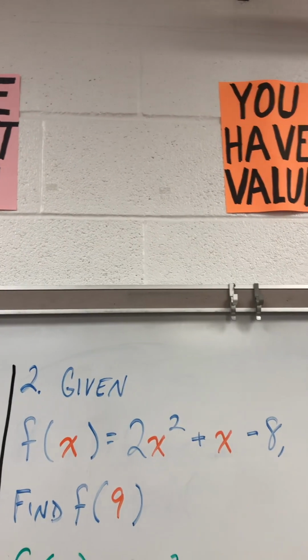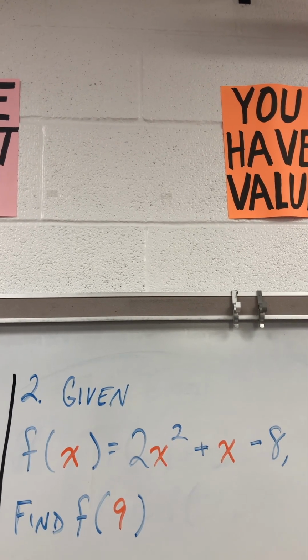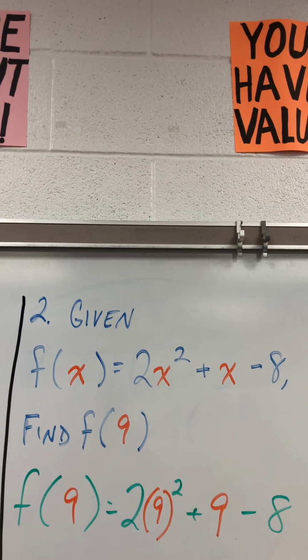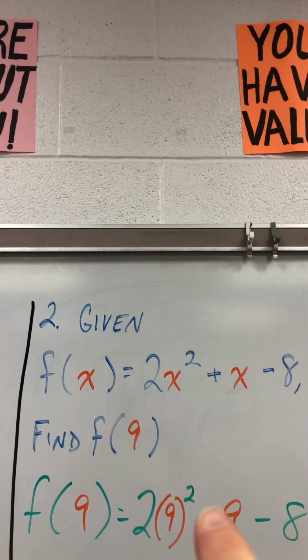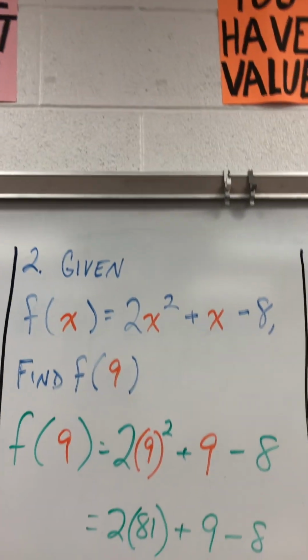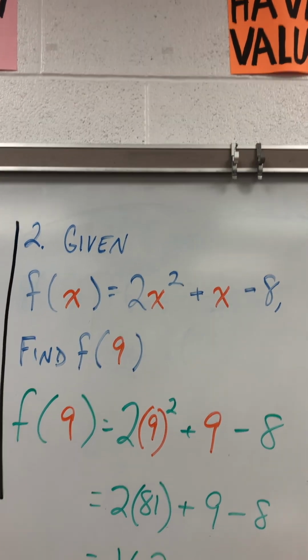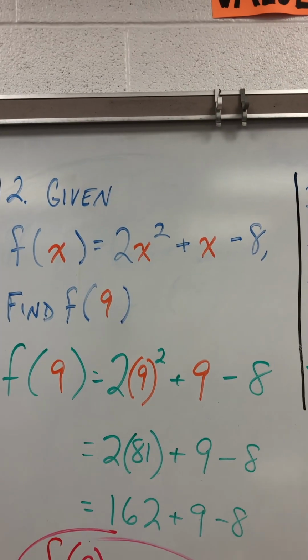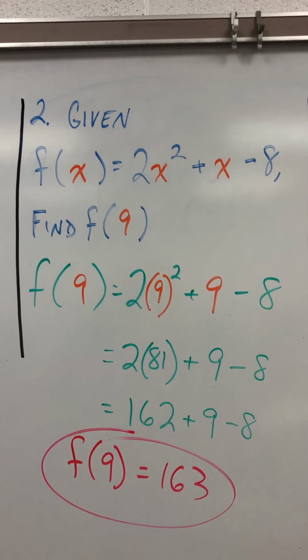Over here, f of 9 means instead of x, you put in 9. Okay? So once again, we're going to do the 9 squared before multiplying by 2. 9 squared is 81. 2 times 81 is 162. Plus 9 minus 8 gives me 163. Okay?